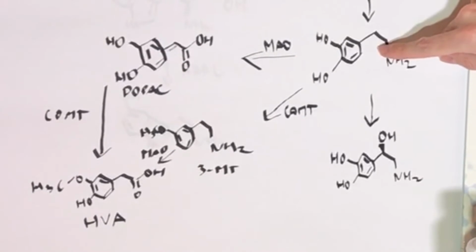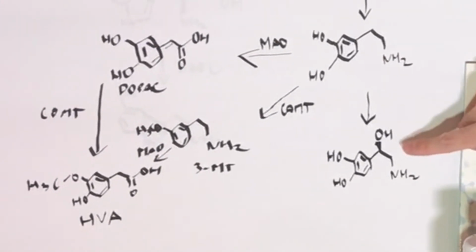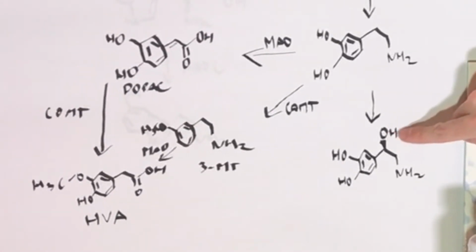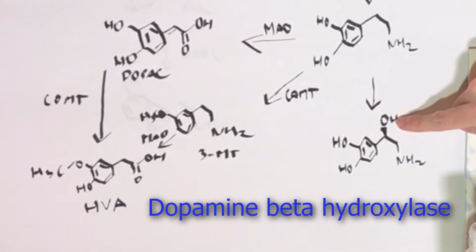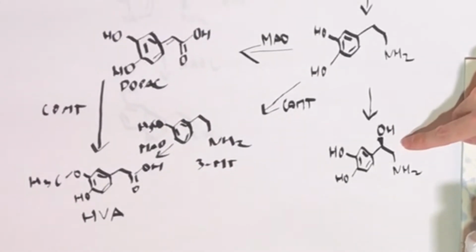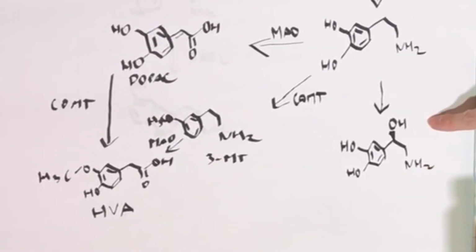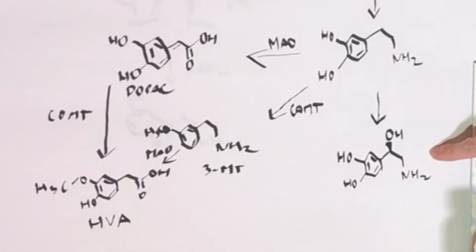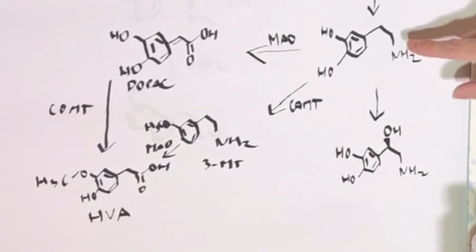Going from dopamine over to this molecule, that's actually norepinephrine, and you see here that we added an OH, but it's in a different location. And that would be dopamine beta hydroxylase. There's actually a disease called DBH, or dopamine beta hydroxylase deficiency, where you have less norepinephrine, and the disease itself gives you neurogenic orthostatic hypotension. It gives you low blood pressure on standing.